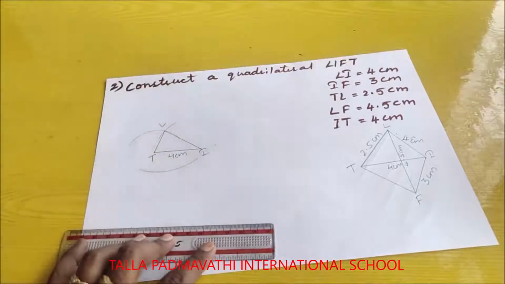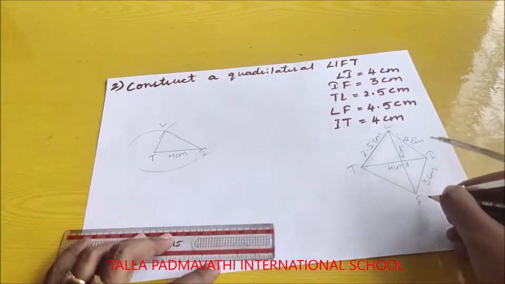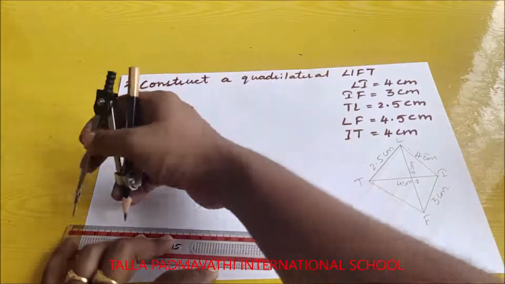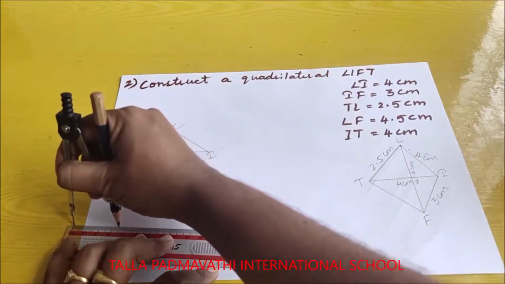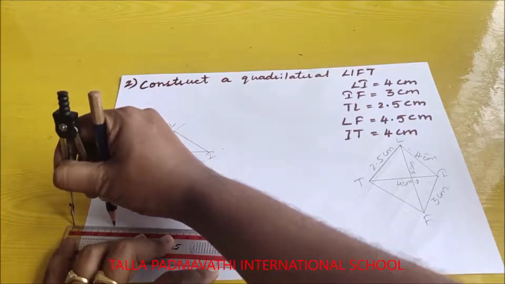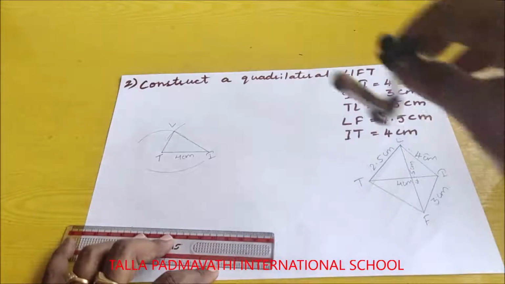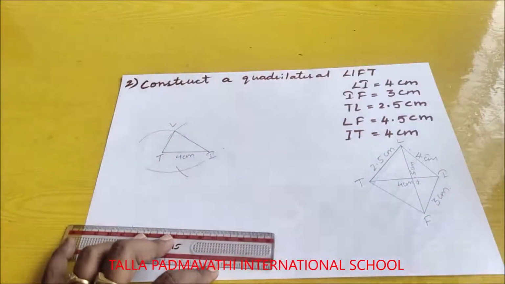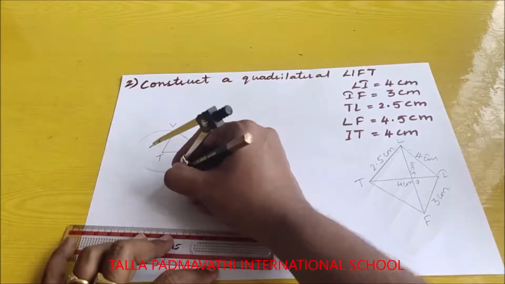Okay. Now, just see here, children, they have given IF. IF is how much? It's 3 centimeters. Now, with I as center and radius 3 centimeters, you need to draw an arc by cutting the previous arc below the diagonal TI. So, we are going to draw. And this point is F, children.